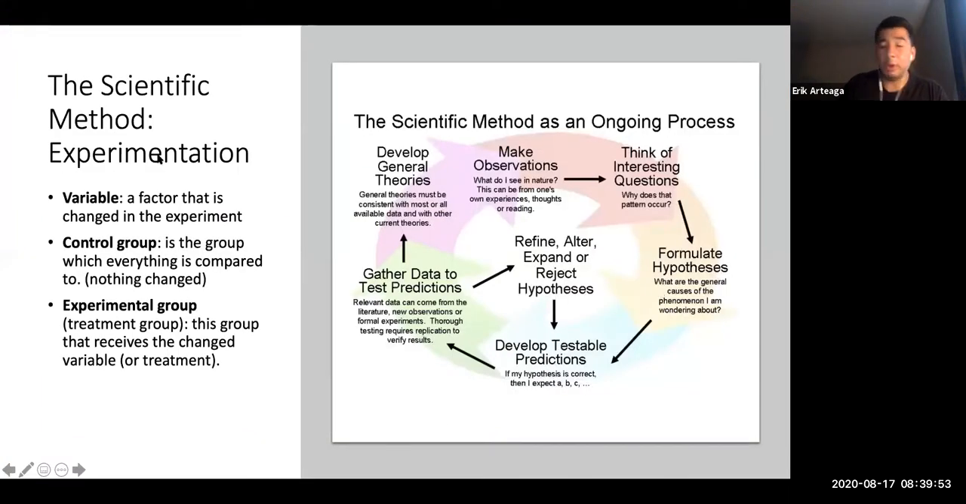So I talked about variables earlier. A variable is a factor that is changed in the experiment. We typically change one factor, okay? We also have something called a control group. The control group is the group which everything is compared to, so nothing is changed. So many times we think of a control group as a placebo group, especially when we talk about drug trials, right?